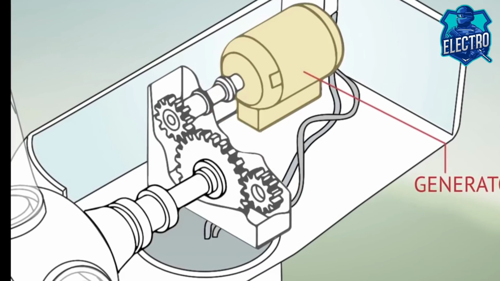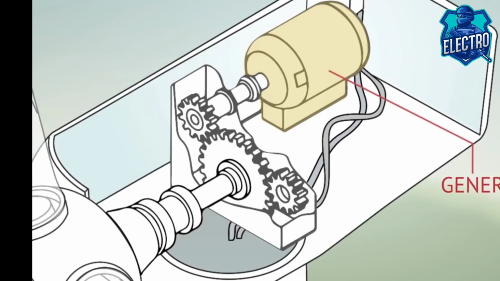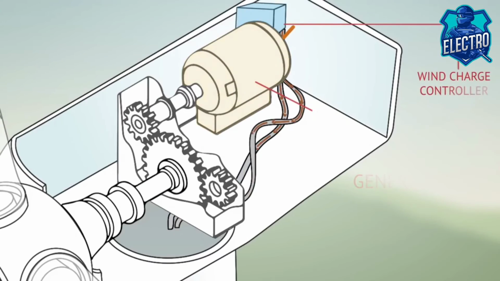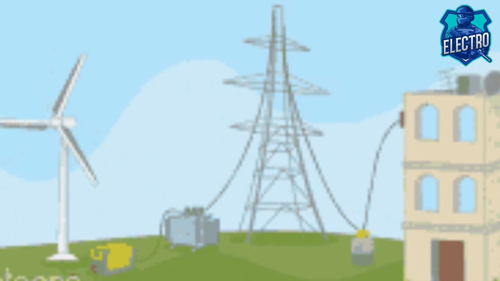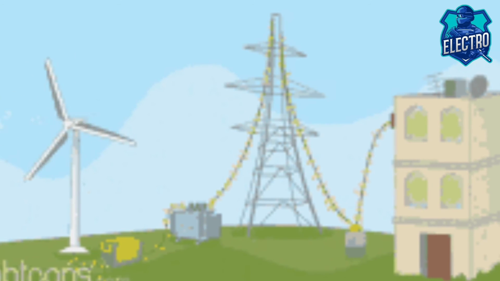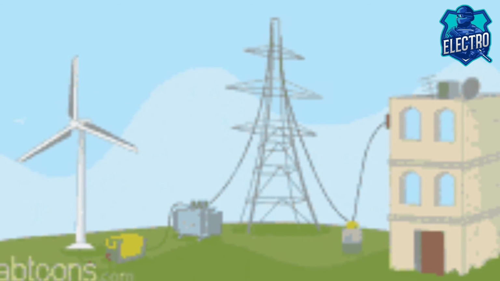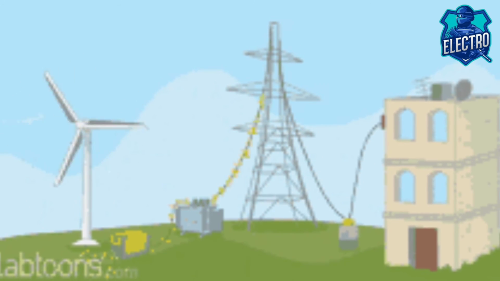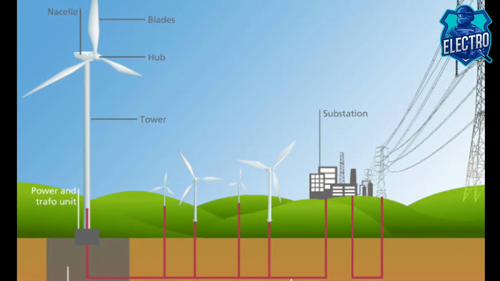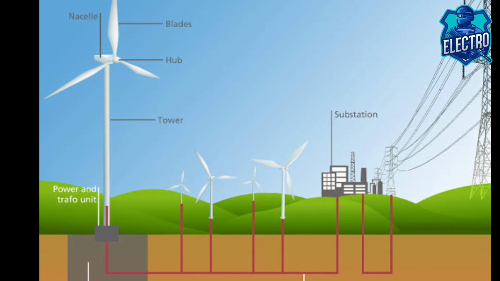The electricity produced is in the form of alternating current, which is unusable in this form because of highly variable voltage and frequency. The wind charge controller stabilizes the alternating current and converts it into direct current. The direct current produced then flows through a cable running down through the inside of the turbine tower and is connected to an inverter, which again converts it into usable alternating current.